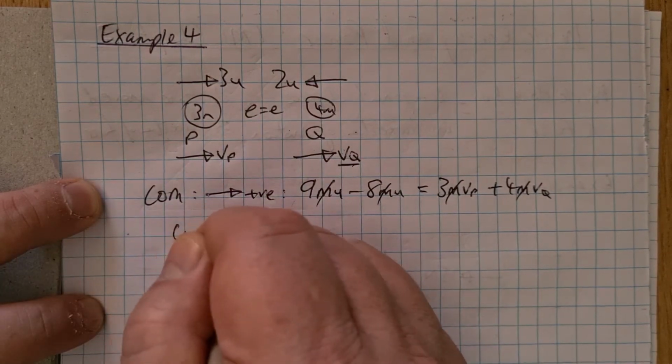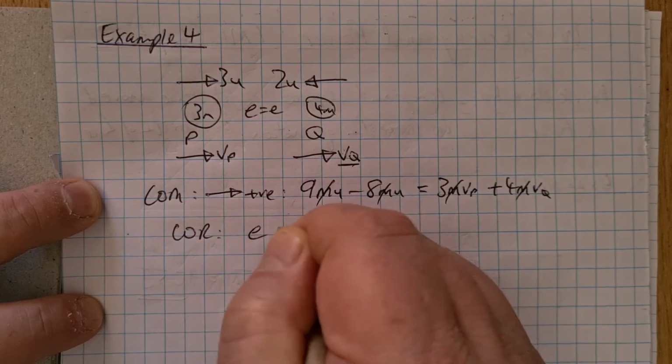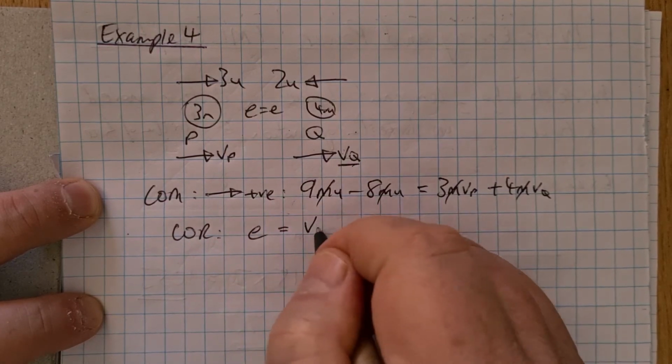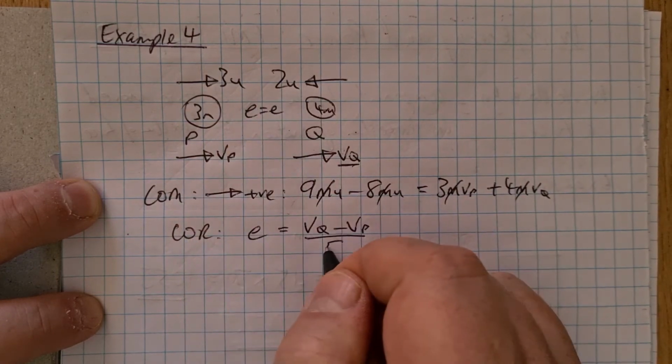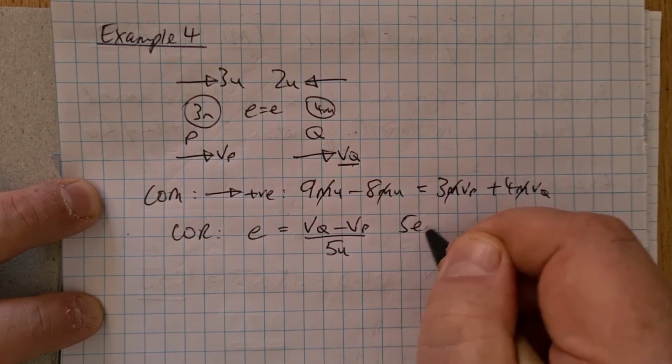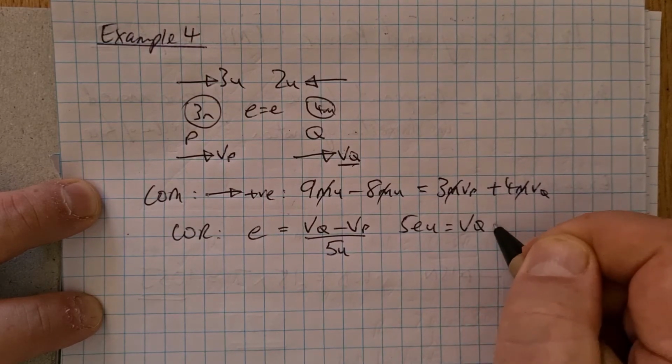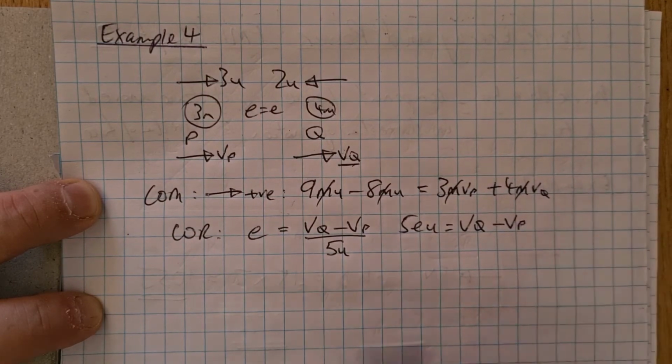And then the coefficient of restitution, we are told that the coefficient of restitution is E, so the speed of separation will be VQ minus VP, divided by the speed of approach, which will be 5u. So we've got 5eu equals VQ minus VP.